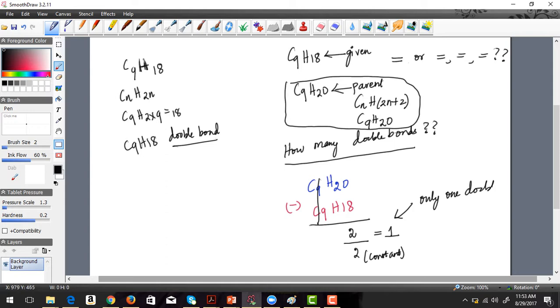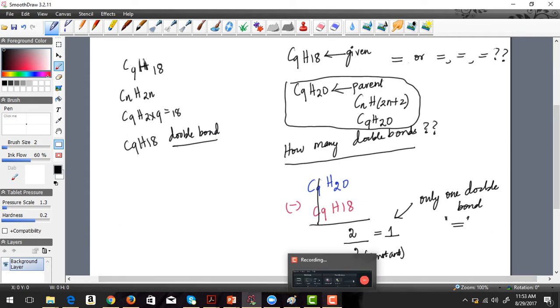So you don't have multiple sets of it, just one double bond. What that really means is you have just one of these. I just showed you one case of it, and I'll come back and do another example on a different compound. All right, so stay tuned.